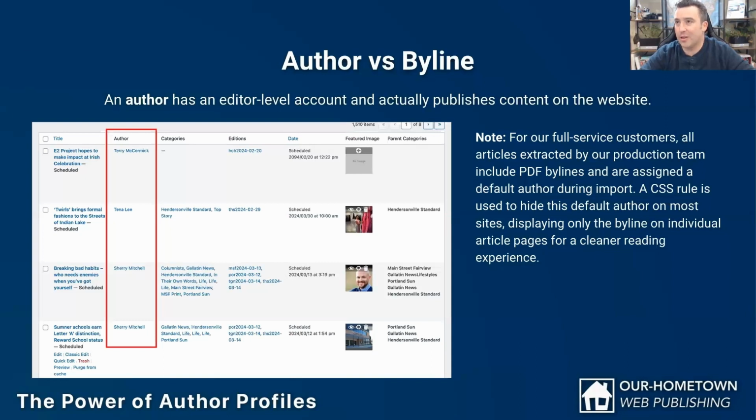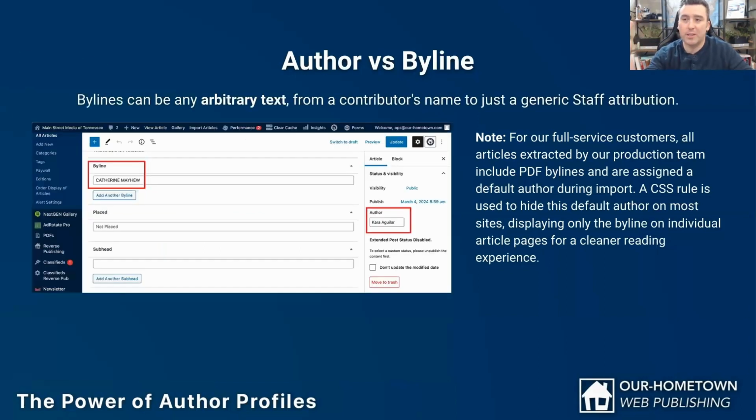Okay, so now let's talk a little bit about author versus byline. When you log into your dashboard on WordPress and you go to the articles section, it will look like this. And we've got the author field here. Now, authors are technically users in WordPress. They have separate logins, different passwords, and it's a different type of entity in WordPress. Compare that with bylines, which is basically just a string of text in the article editor. So you can write anything in there.